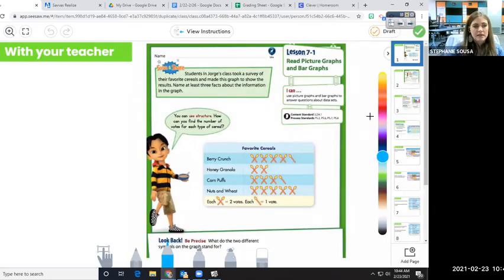And it says lesson 7-1 with your teacher. This is what the first page looks like.